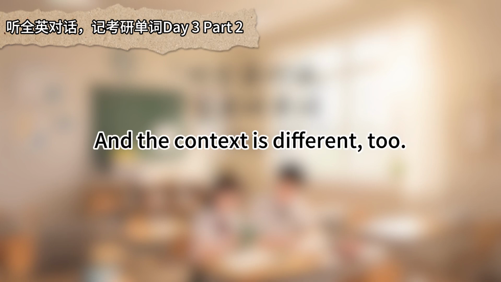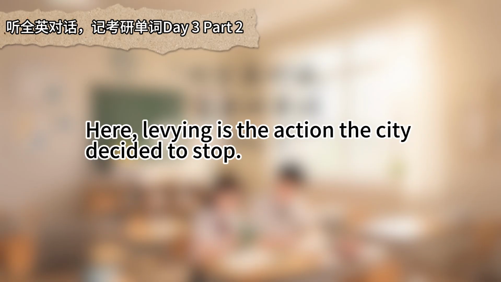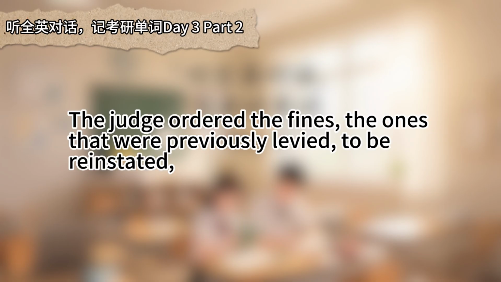And the context is different, too. It's a legal decision involving a judge overruling the city. Look at the structure again: stop levying fines. Here, levying is the action the city decided to stop. So the city used to impose fines, then they decided no more, but the judge said you have to start again. Exactly. The judge ordered the fines, the ones that were previously levied, to be reinstated, brought back.